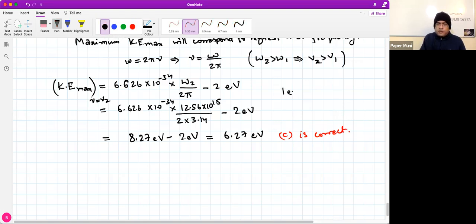One eV is how much? One eV is 1.6 into 10 power minus 19 joules. So 1 joule will be around 6.25 into 10 to power 18 eV. You multiply by this number, or you can divide also. I hope you can do this calculation. Just use this.